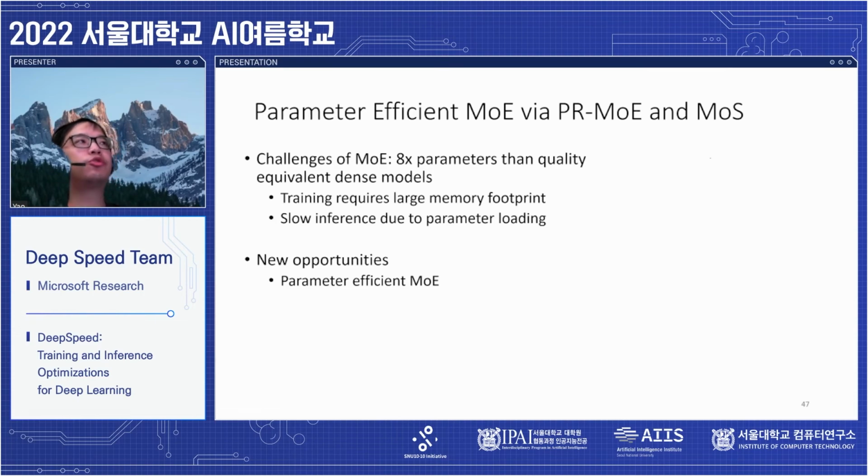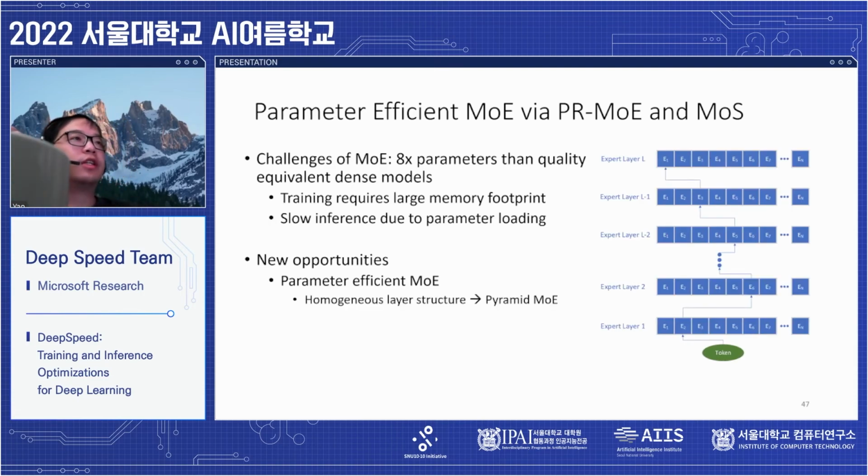As such, for training, it requires a larger memory footprint. For example, you need to increase your training GPUs by 8x. And it also means slower inference because you need to load these parameters. Reza already showed that parameter loading is the main bottleneck for inference. So in order to resolve this issue, here we propose a new architecture called PR-MoE, which is a parameter-efficient MoE.